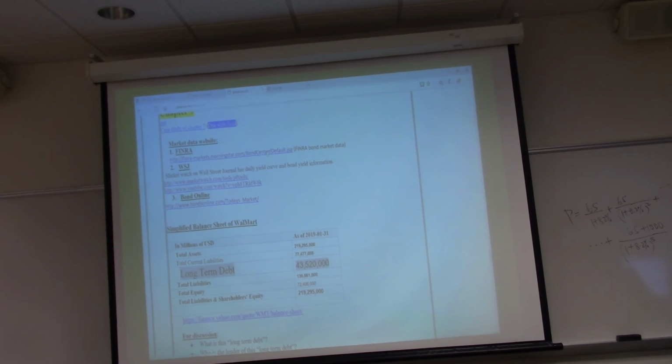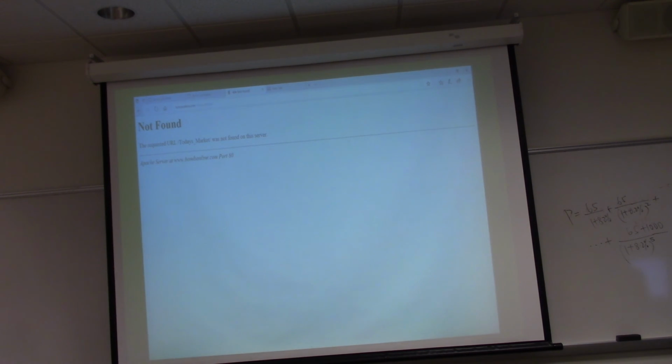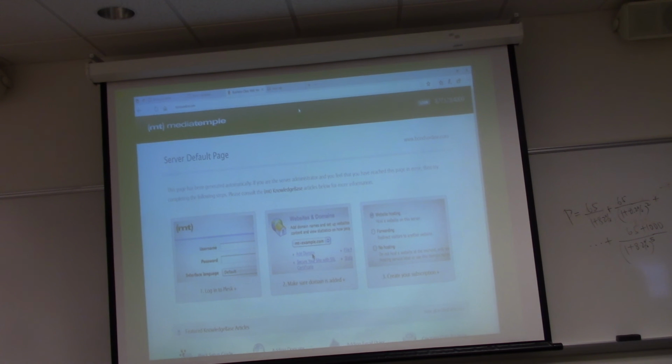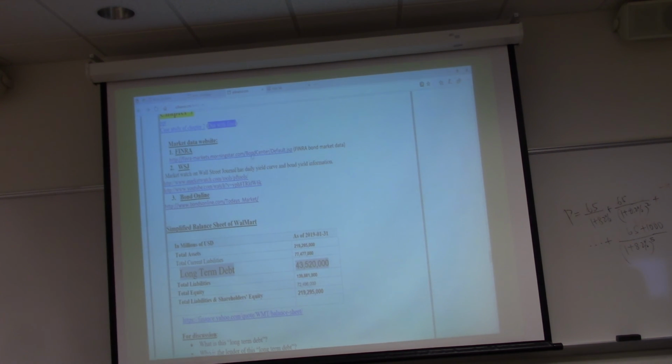Click on this link, the FINRA bond market information, or you can go to yield curve or bond yield curve information, bondonline.com. No, they don't have the bond. It's only stock. For bondonline, I guess they went bankrupt. I would go to google.com and search Walmart. No, go to FINRA.org.